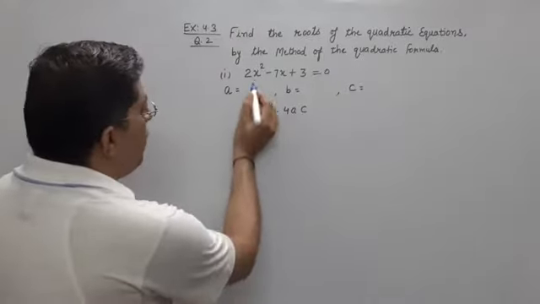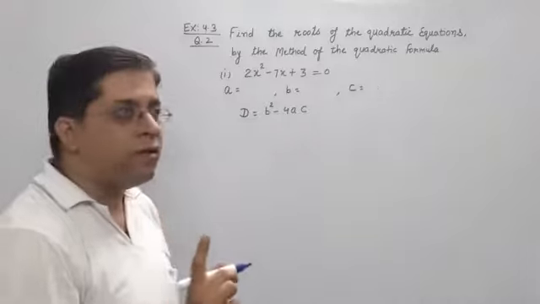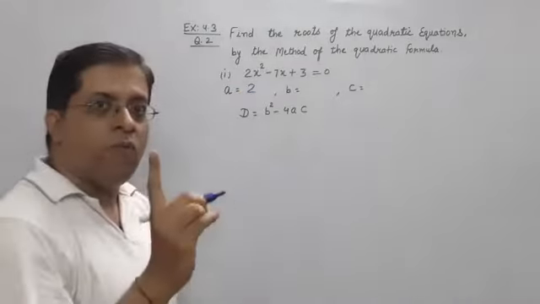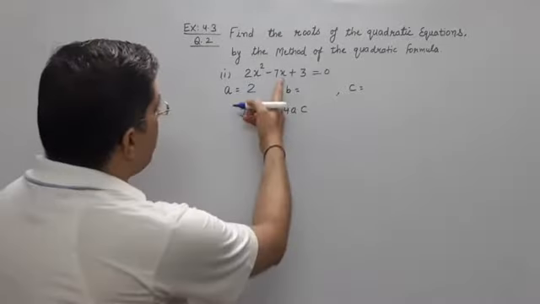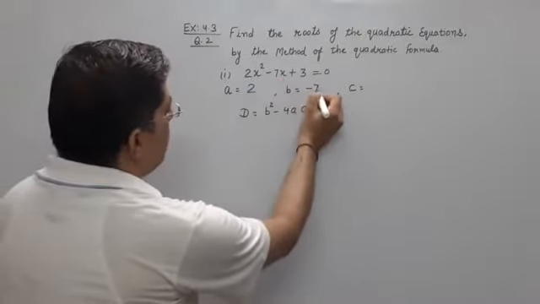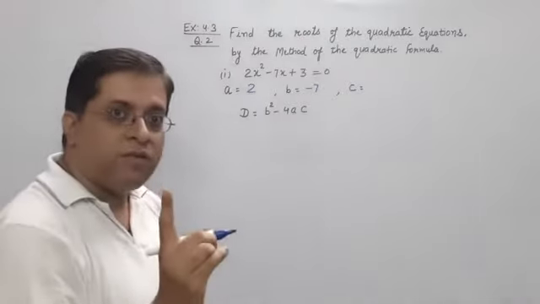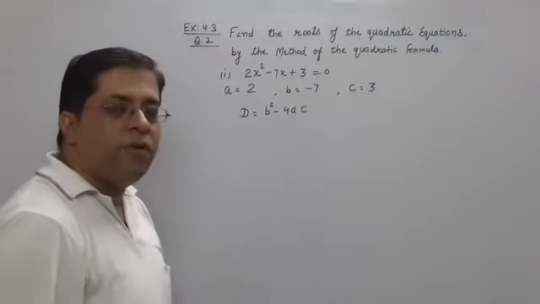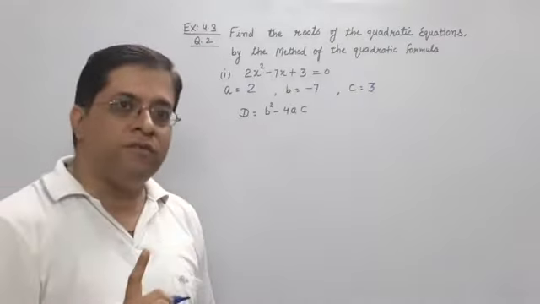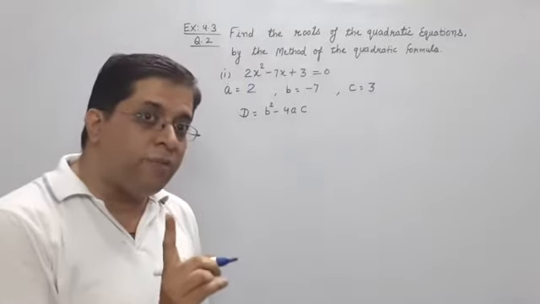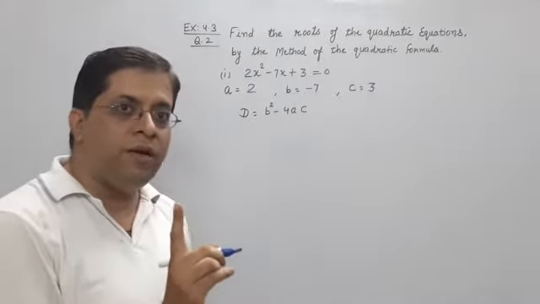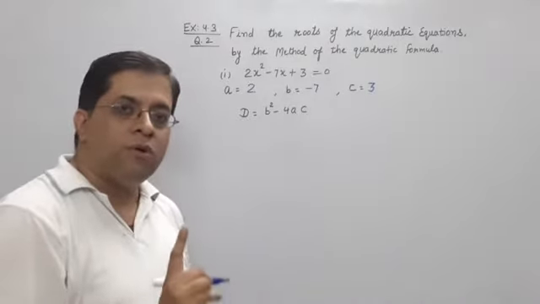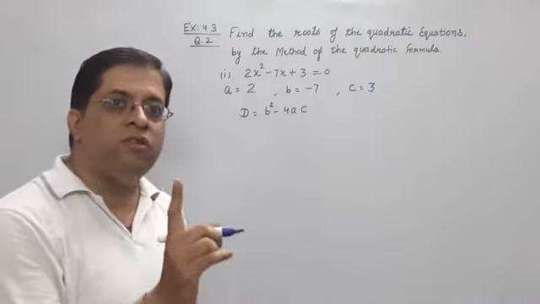See, what is a? A is your coefficient of x square. It is 2. What is b? Coefficient of x. Coefficient of x is minus 7. And what is c? C is constant. After getting the values of a, b, c, you have to find the discriminant. Earlier I explained to you the meaning of discriminant: b square minus 4ac. And one more thing I told you, discriminant gives us the nature of roots.